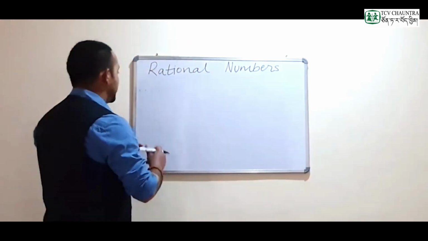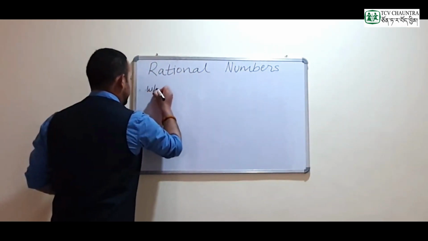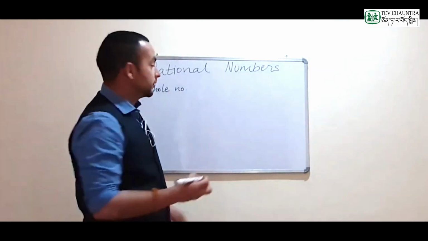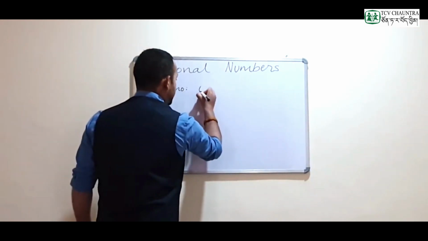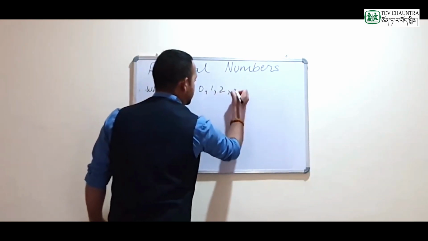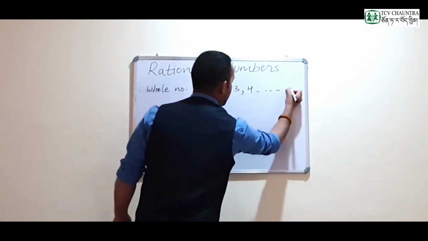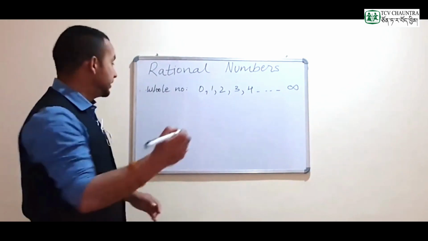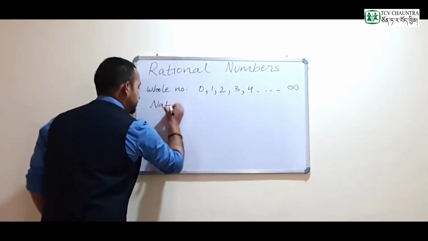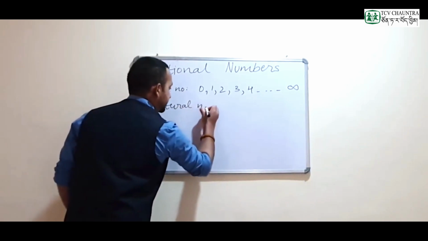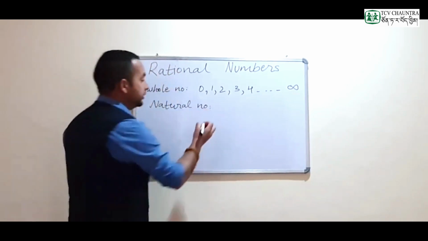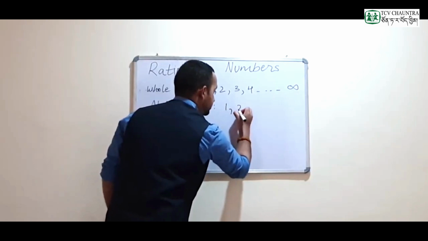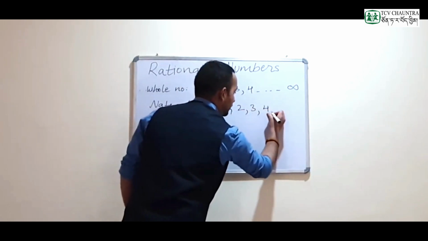Any whole number. Whole numbers start from 0: 0, 1, 2, 3, 4 and so on up to infinity. Natural numbers, also called counting numbers, start from 1: 1, 2, 3, 4 and so on up to infinity.